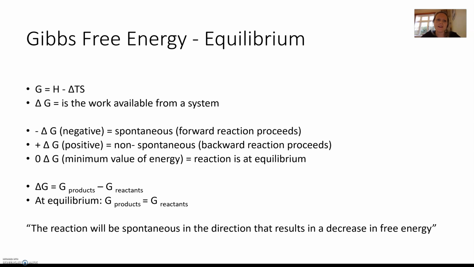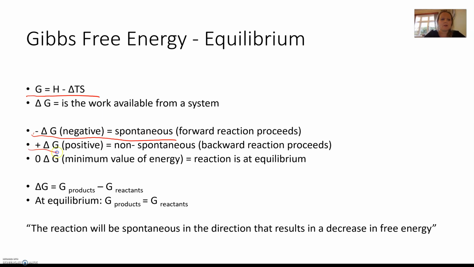This is part C. This section of the topic is linking Gibbs free energy to equilibrium systems. We know from our previous topic that Gibbs free energy is calculated using enthalpy, entropy and the absolute temperature, and that if you have a negative G, the reaction is spontaneous, which means it's going to proceed in the forwards direction.